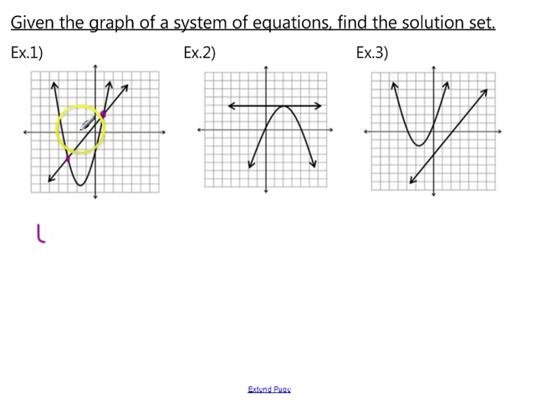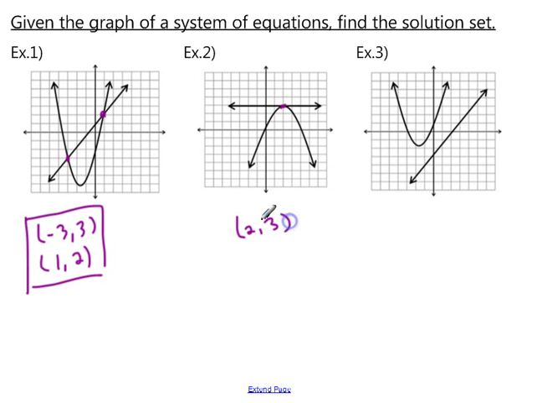We're going to have, this is negative 3, negative 3, and we have the solution set 1, 2. So these are our solutions for the system. Here, we only have 1 point of intersection, so this is 2, 3 is our solution. And in this last example, we have no points of intersection, so we have no solutions.